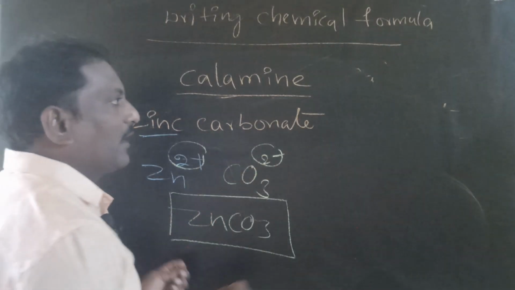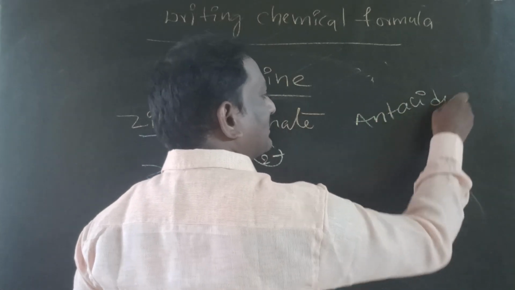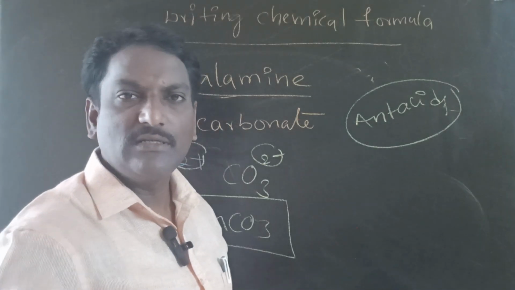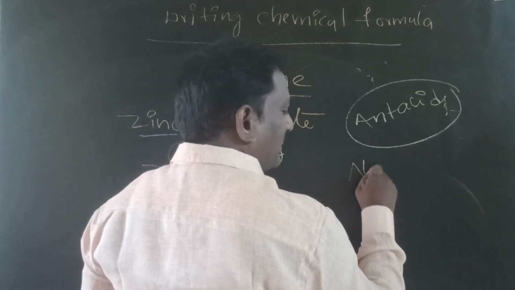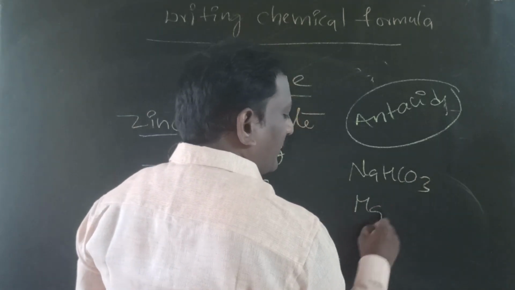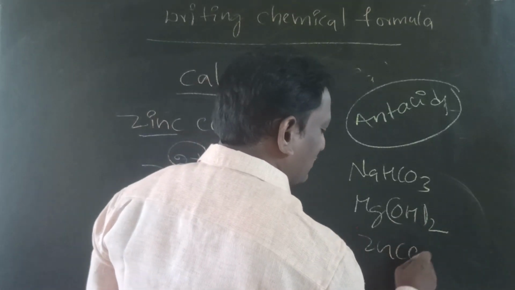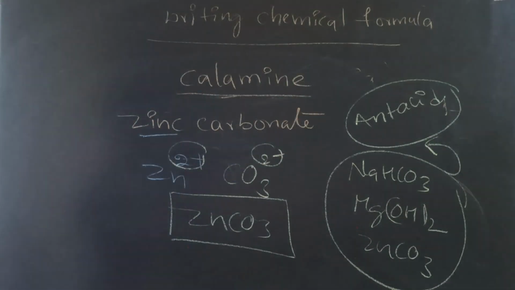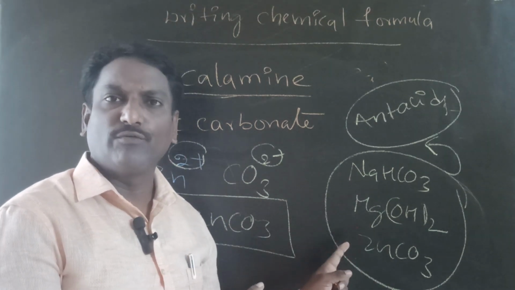Very important. I have given three examples for antacids. You will get these in higher classes, in class 10, chapter number 2, acid base and salts. Please remember this one. One is baking soda used as an antacid. Next one, milk of magnesia used as an antacid, and calamine also used as an antacid, that is zinc carbonate. So these three are generally used as antacids. So please make use of this additional information.